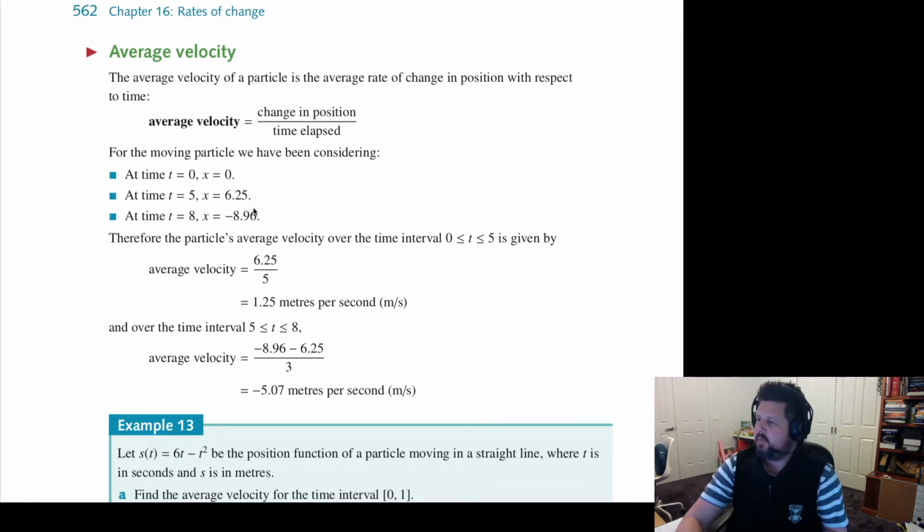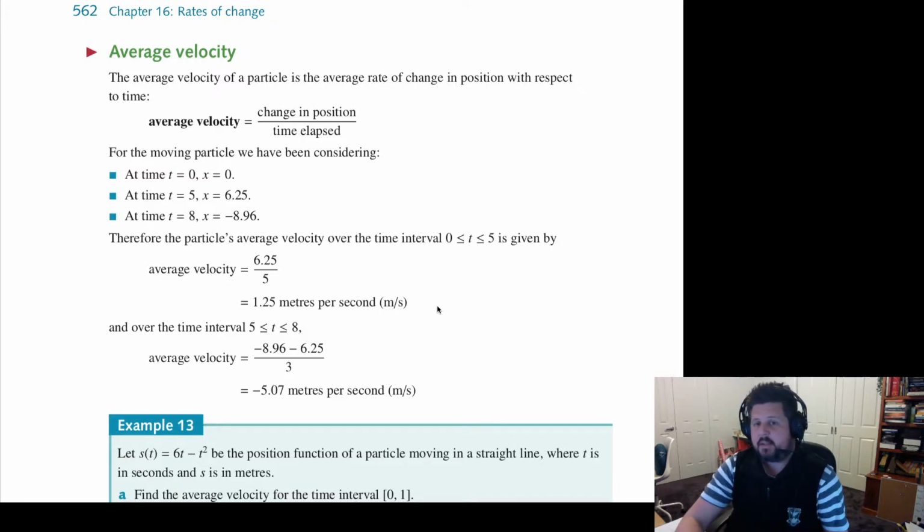spoke about, if you are asked to calculate the average velocity between the times 0 and 5, what you would do is look at what the change in position is from the start to 5 seconds. So the change in position would be 6.25, take away the 0, so there's a change of 6.25, and obviously the time elapsed between 0 and 5 is 5 seconds. So this one, take away this one here. You can get the average velocity in this particular case as being 1.25 meters per second.